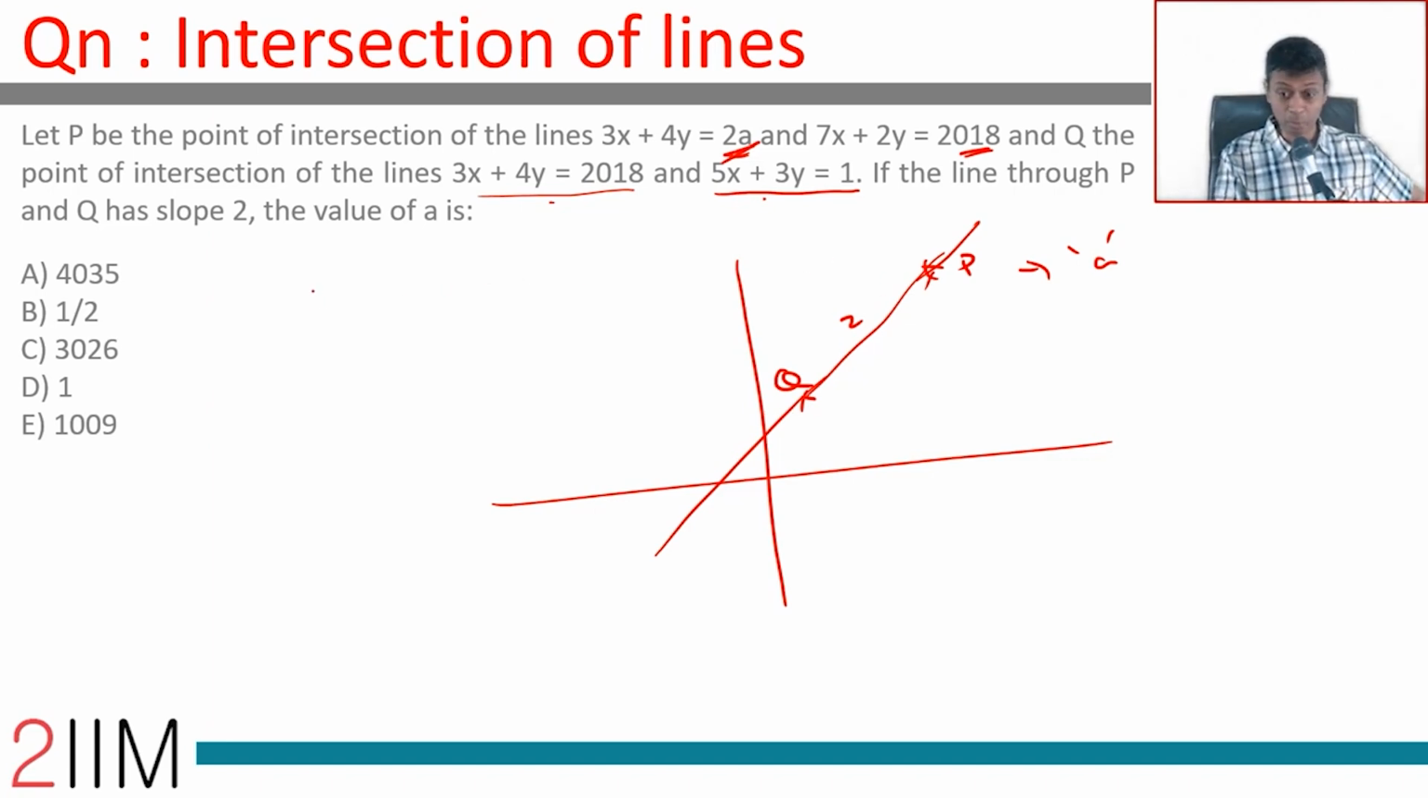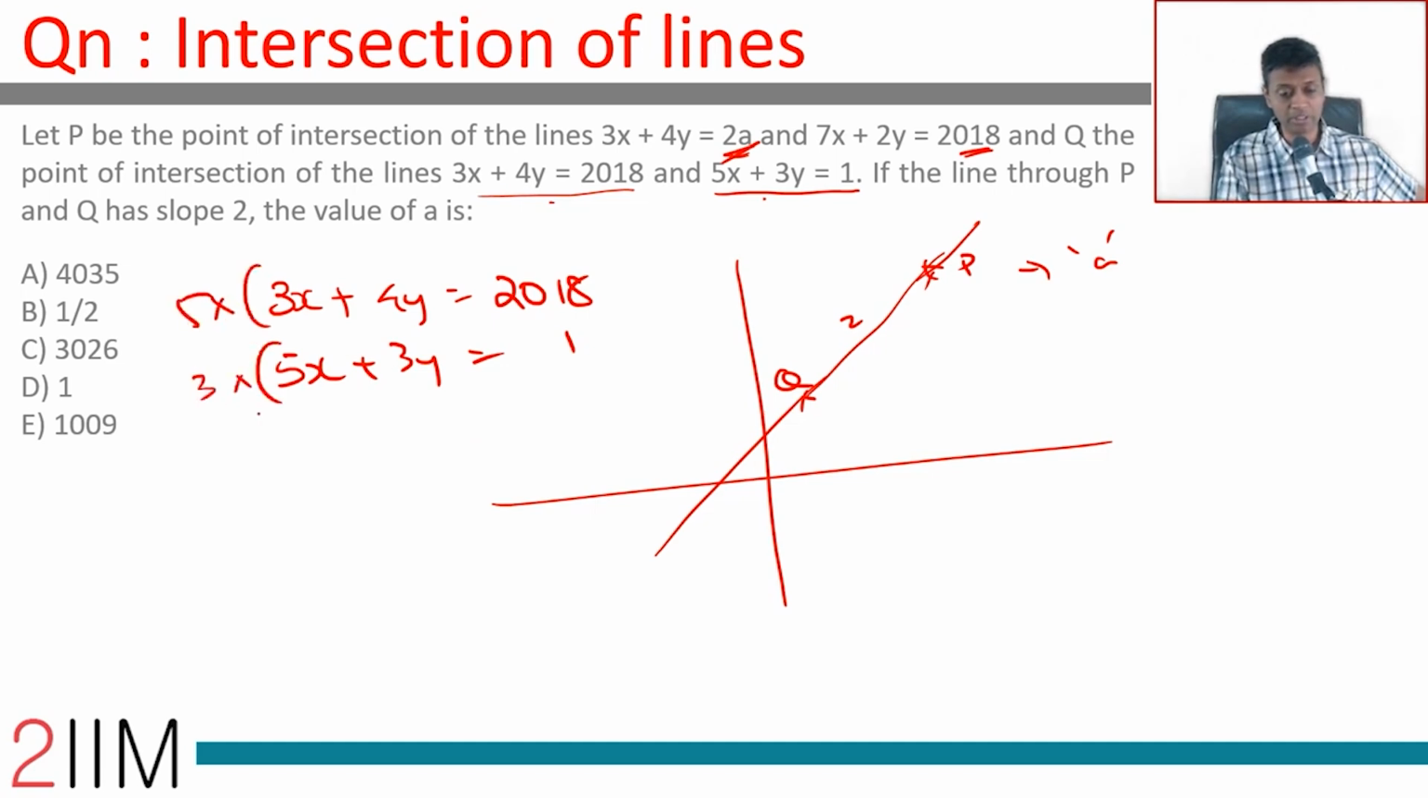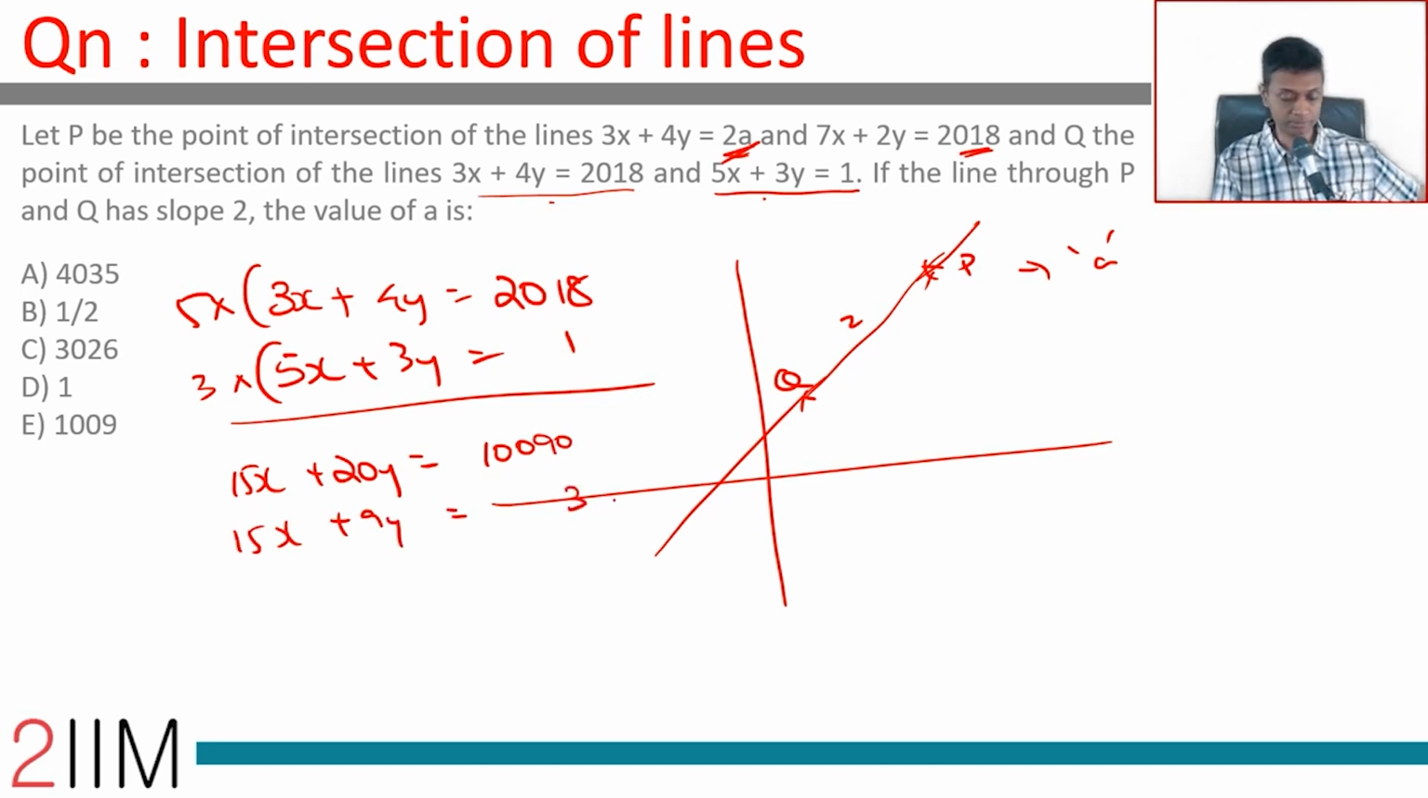First up, I'm going to find point Q. It's a very time-consuming question, and it's a tricky question. I tried to get a lot of juicier approaches for this, but the old-fashioned one is probably the best. 5x plus 3y equals 1. We can multiply this by 5 and this by 3 and locate x comma y. And the 15x plus 20y is 5 times 2018, which is 10,090. 15x plus 9y equals 3.